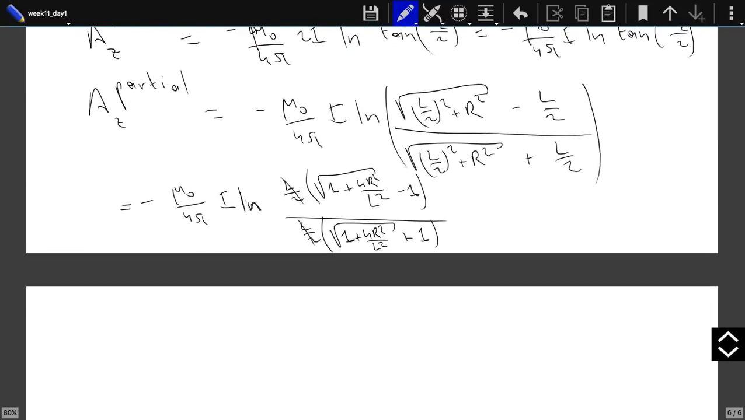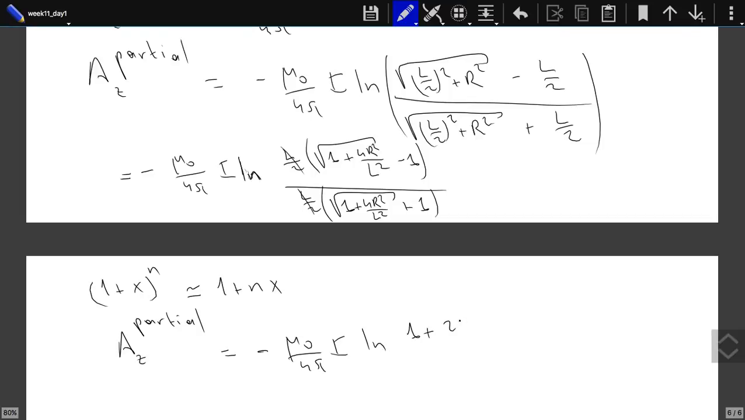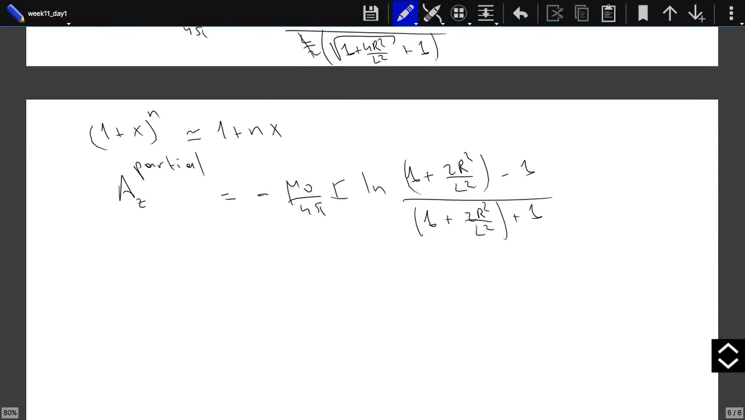Now will come the step that will save us, kind of. We know that 1 plus x to the power n, if x is sufficiently small, is nothing but 1 plus nx. So az partial is actually minus mu 0 over 4 pi I logarithm of 1 plus twice r squared over L squared minus 1, divided by 1 plus twice r squared over L squared plus 1. I didn't really take the L goes to infinity limit yet, but it is close to infinity. It's huge compared to r, so this expansion will be sufficient for me.